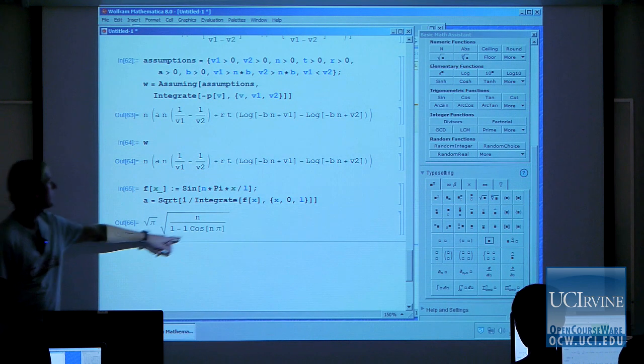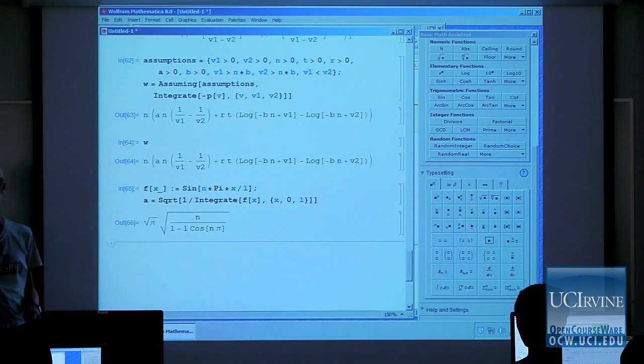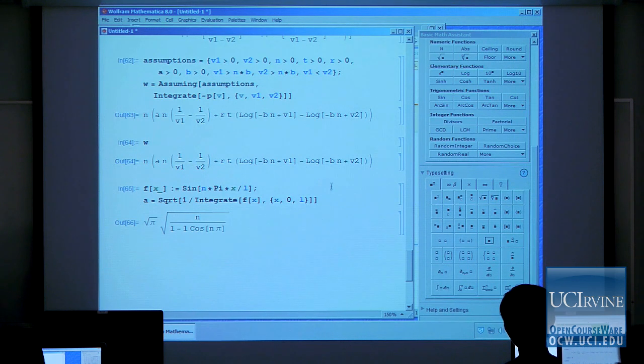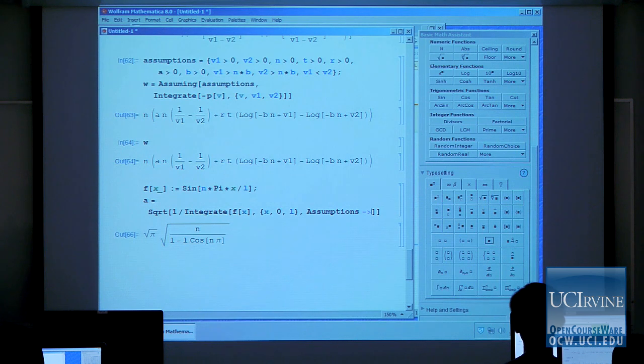The point is, we didn't say anything about what n is, but we know from the physics, or from solving the Schrödinger equation with the boundary conditions, that n is an integer. So let's see if we get a different answer if we say n is an integer. All right, so I'm going to say, assuming, assumptions, arrow. Now, how do I say n is an integer?